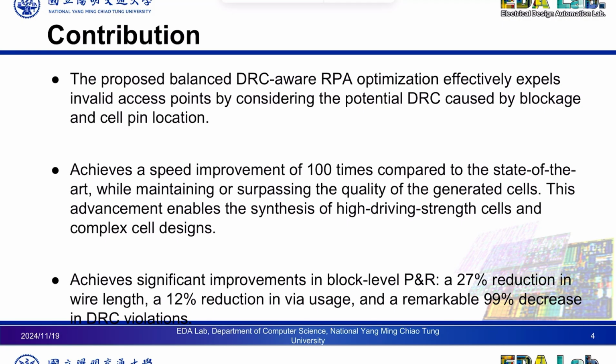And finally, we can achieve a speed improvement of 100 times compared to the state-of-the-art, and we still maintain or surpass the quality of the generated cells, which enables us to synthesize the high-driving strength cells, which are not proposed by the state-of-the-art, and we can also have some complex cell designs like multi-bit flip-flop. And in the block-level analysis, we achieve a 99% DRC decrease compared with the state-of-the-art.